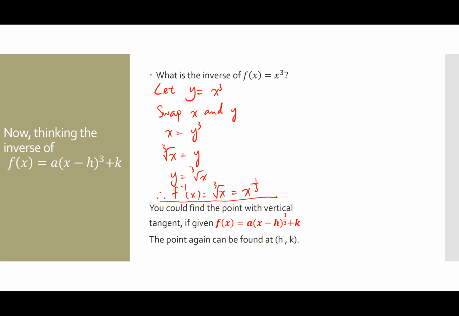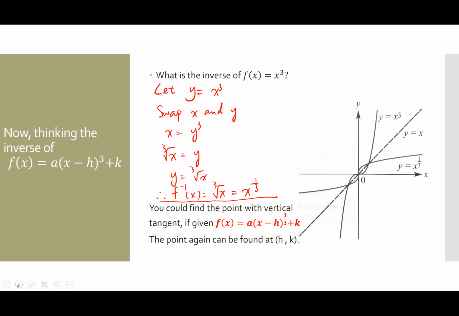function if we are given the form f(x) is equal to a(x minus h) bracket to the power of 1/3 plus k. And the point again will be found at (h, k). And the reason for that is we're going to see in this example.